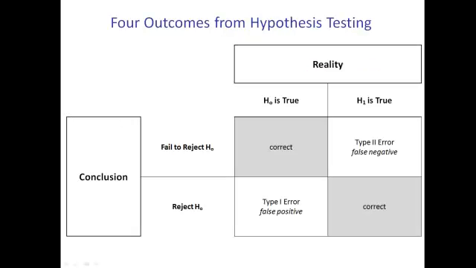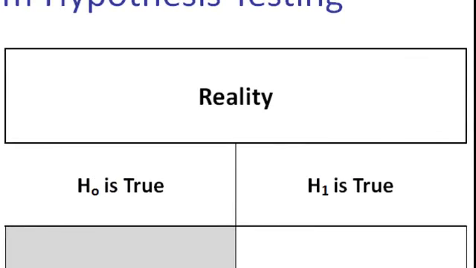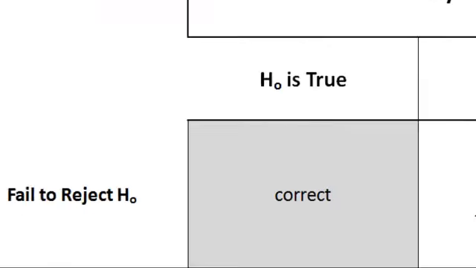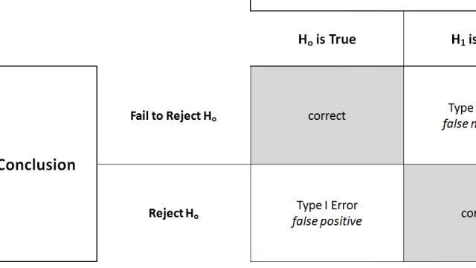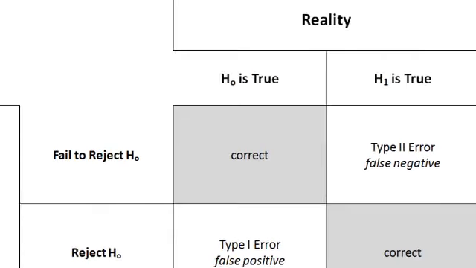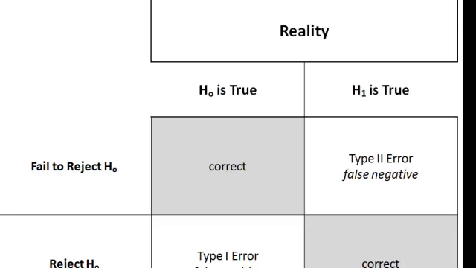So a nice way to think about this is with a 2x2 grid. The columns represent reality. Either H0 is true or H1 is true. And the rows represent the conclusion to the test. Either we fail to reject H0 or we reject H0. And if we reject H0 when it was really true, then we've committed a type 1 error and we have a false positive. If we fail to reject H0 when H1 was really true, then we've committed a type 2 error and we have a false negative.